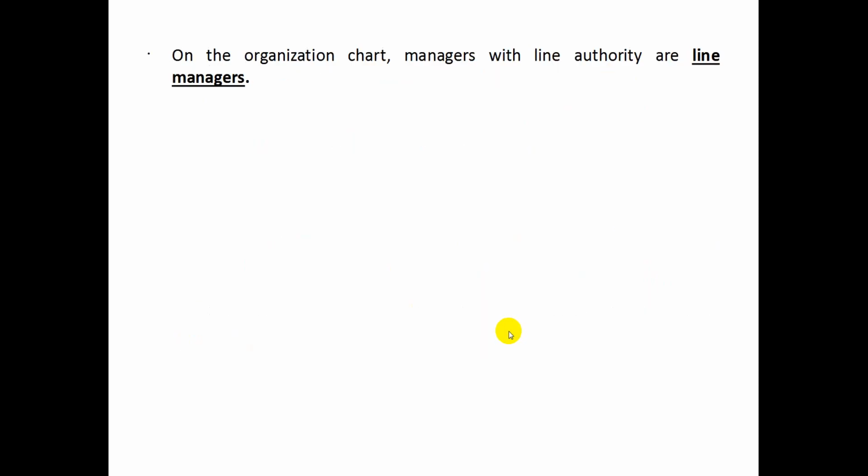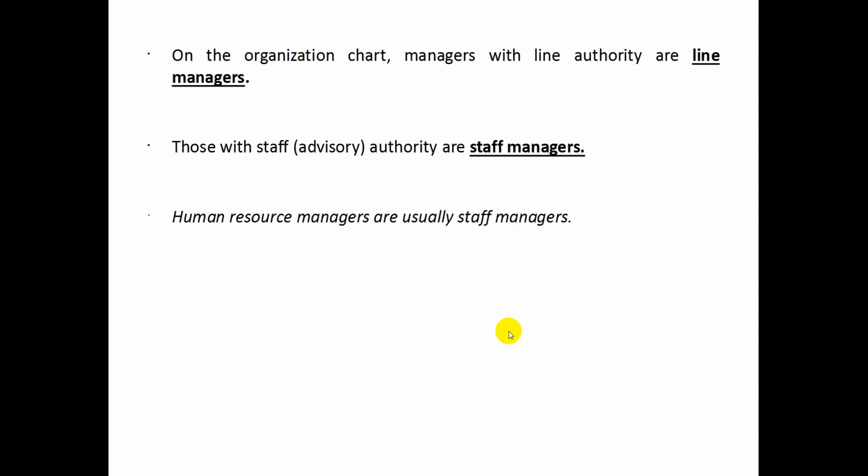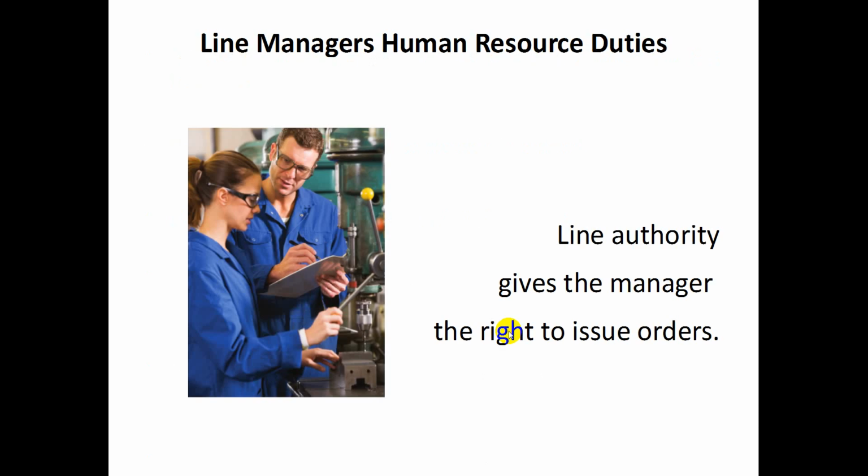On the organization chart, managers with line authority are line managers. Those with staff advisory authority are staff managers. Human resource managers are usually staff managers, not line. Line managers' human resource duties: line authority gives the manager the right to issue orders, as you can see in this picture.